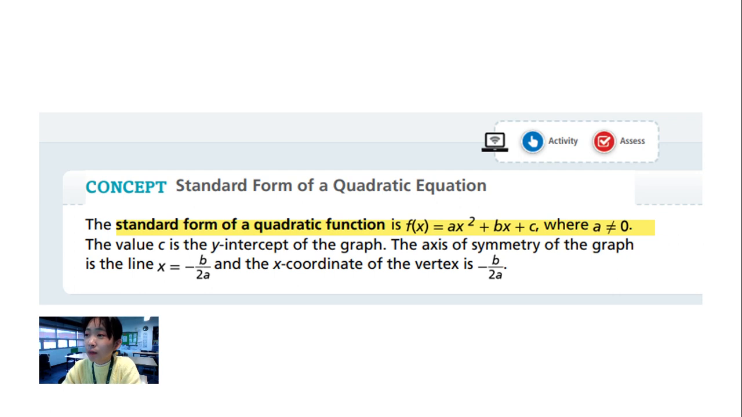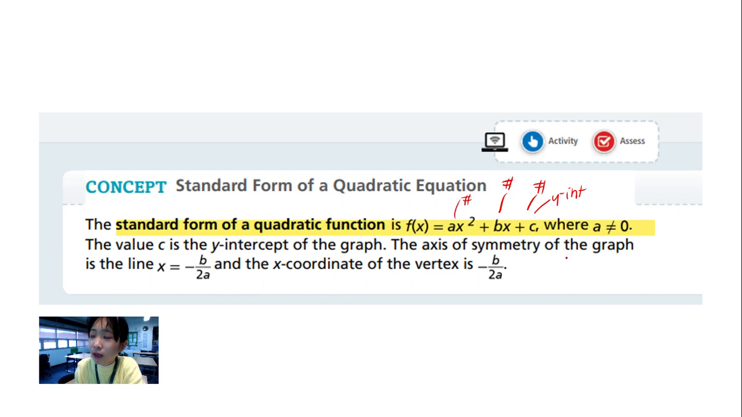We have a concept of the standard form of a quadratic function. So your function f of x is equal to ax squared plus bx plus c, where a, b, and c are numbers in your equation, where a is not equal to 0. If a is equal to 0, you just have a linear function, and it's not a quadratic function anymore. The value c is the y-intercept of the graph.